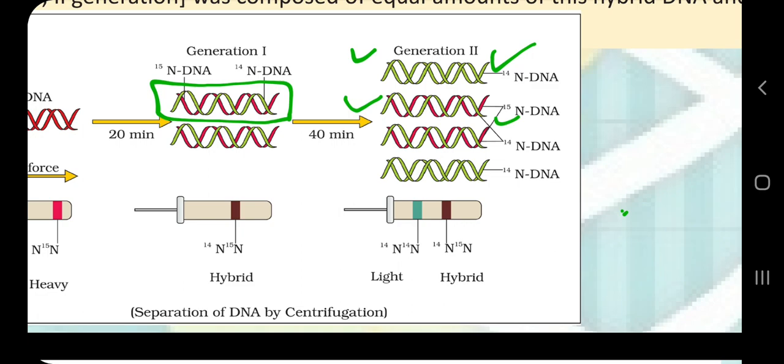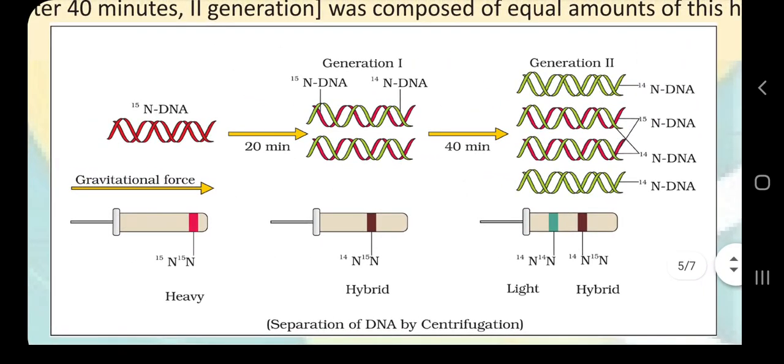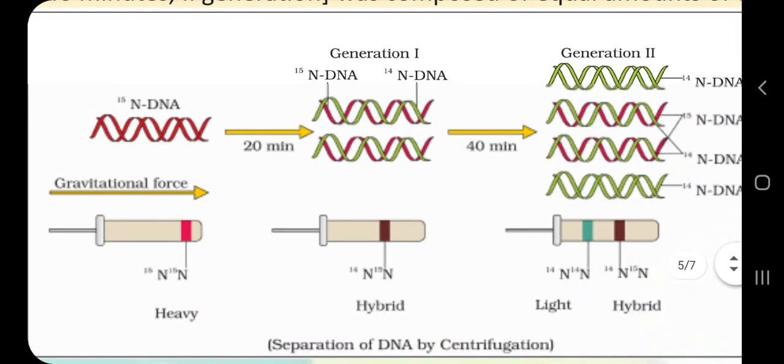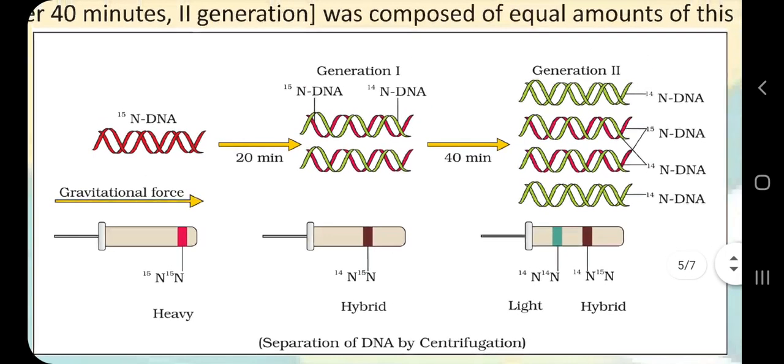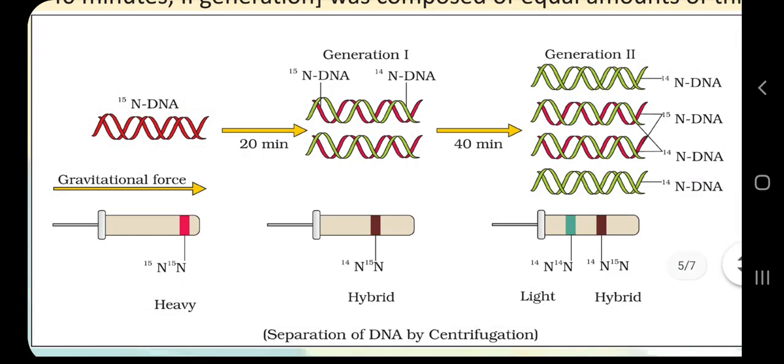So after one more cell division we will have two DNAs. If previously we have one DNA, then we will have two DNA after 20 minutes and 4 DNA after 40 minutes. So two DNAs will be completely 14N DNA, and two DNAs have one strand of 14N DNA and another strand of 15N DNA, and that is why we are having these type of results. By seeing the diagram of NCERT, you will be able to see the conceptual diagram plus the experimental diagram.